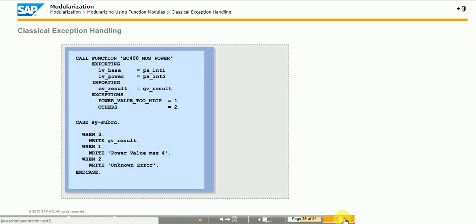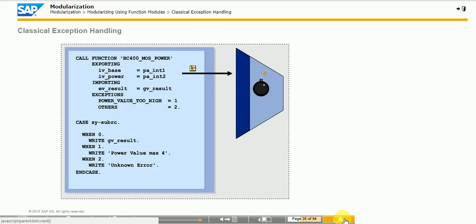If application errors occur when a function module is processed, for example, a value is not suitable for the calculation, the function module raises a corresponding exception. The exception cancels the processing of the function module and returns the system to the calling program. If the exception is listed or caught in the exceptions block of the call, the specified return code is entered in the SY-SUBRC system field of the calling program.